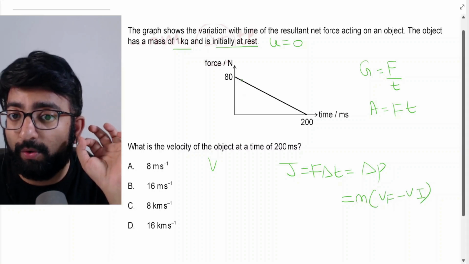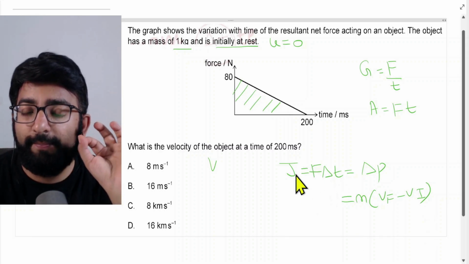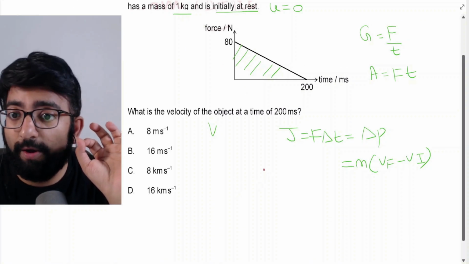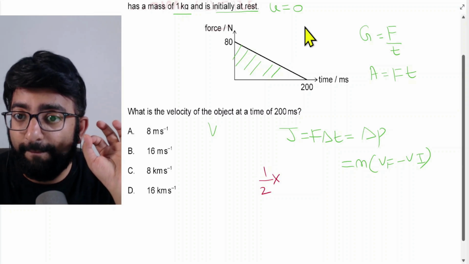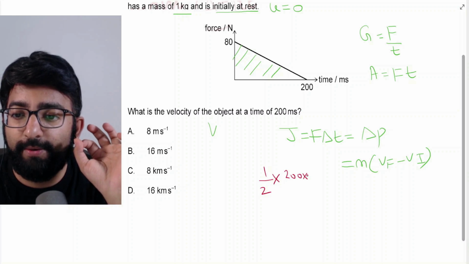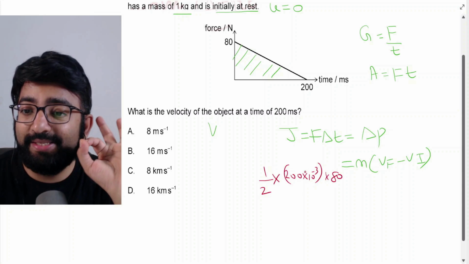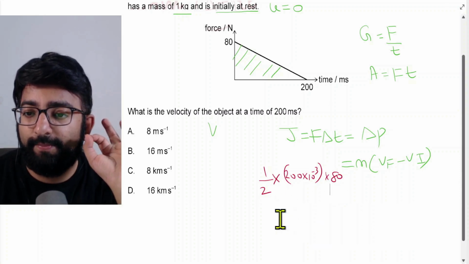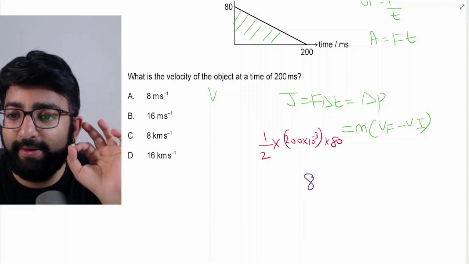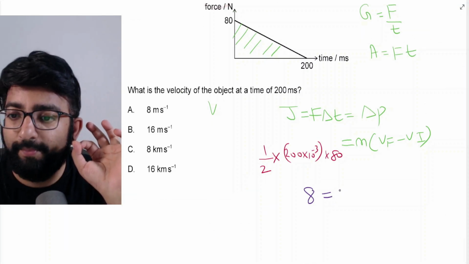So let's try to figure out the area under the graph because that area will be equal to J. So area under the curve, this is a triangle. So area of a triangle is half base into height. Half into base of this triangle is 200 milliseconds. So let's convert 200 into seconds, multiplied by the height, which is 80. So this is the value of the area of the triangle. Now, if we simplify this entire left-hand side of the equation, we will get 8. And on the right-hand side, we'll write m. Mass was 1 kilogram.